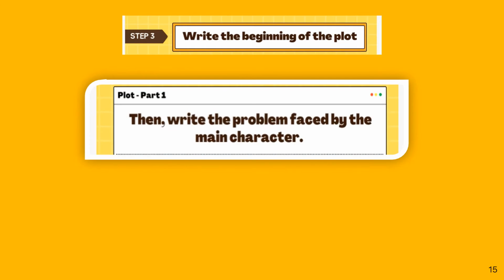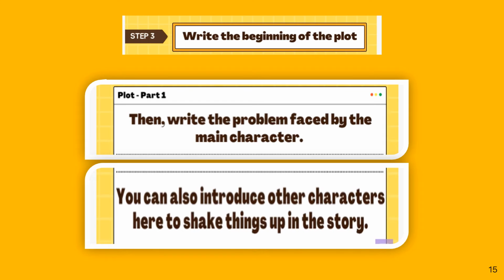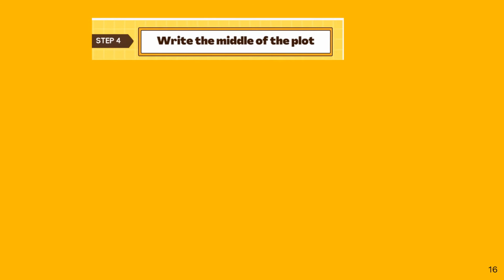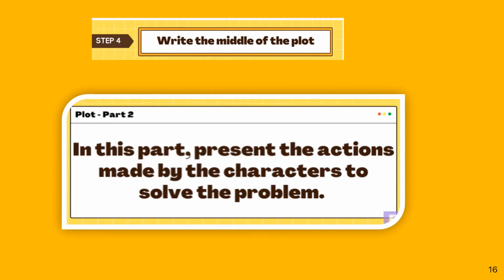Step 3. How are you going to write the beginning of the plot? Write the problem faced by the main character. You can also introduce other characters here to shake things up. In step 4, write the middle of the plot. In this part, you are going to present the actions made by the characters to solve the problem.